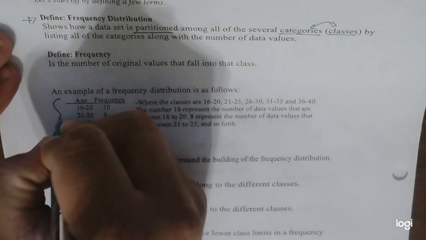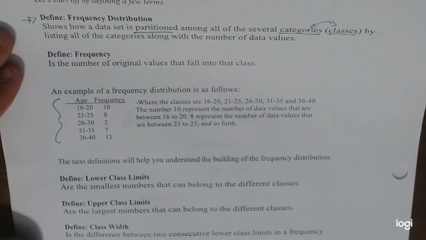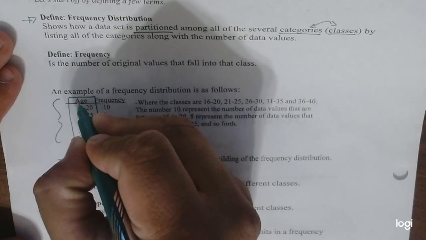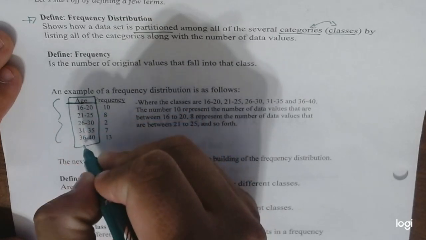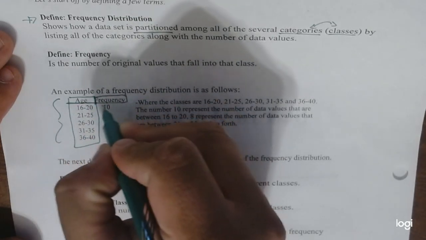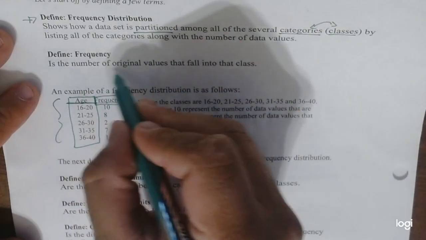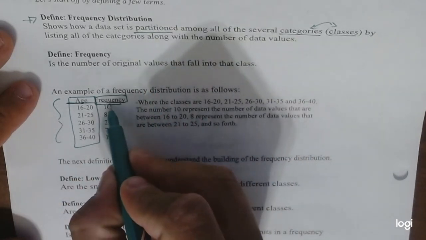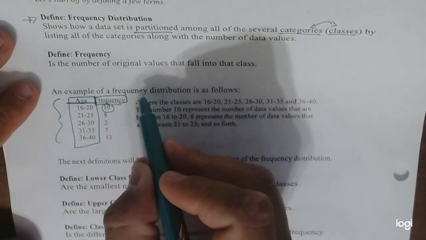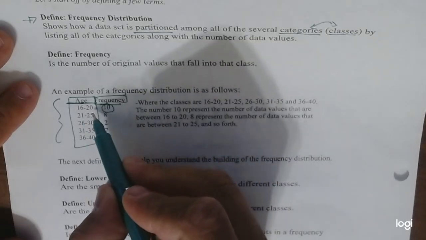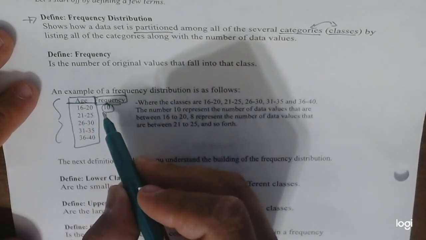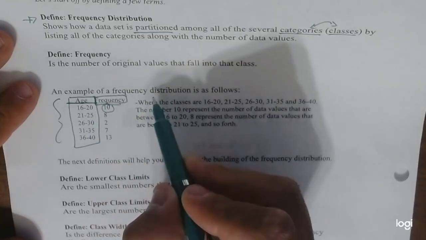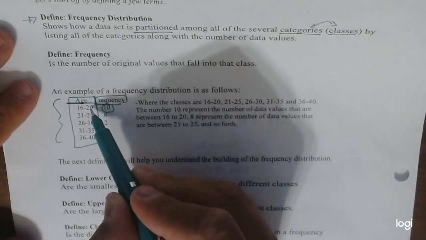So here is an example of what a frequency distribution looks like. These are called the classes or the categories. There's ages, so it labels it in these portions, and this is the frequency. So this is the frequency definition corresponding here: the number of original data values. What this means is we have 10 values in my data set that are between 16 and 20. So in this case, I have 10 people that are the ages from 16 to 20. I don't know if they're all 17 or all 20s, but I know I have 10 people within that range. So that's what a frequency means.